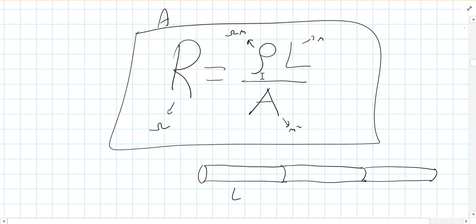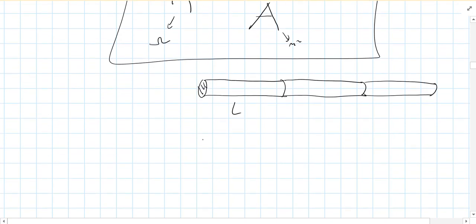Well, I didn't change rho. I'm not changing the cross-sectional area, but I am making L 3 times bigger, so the resistance would be 3 times bigger.